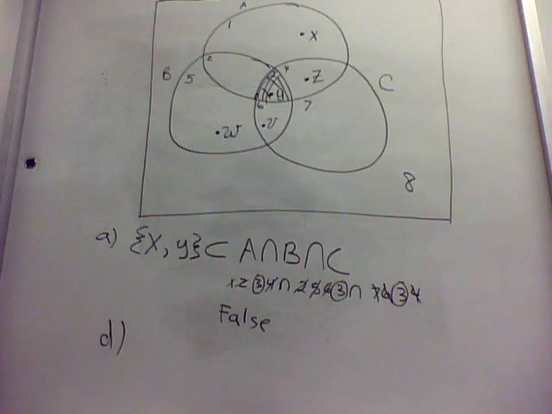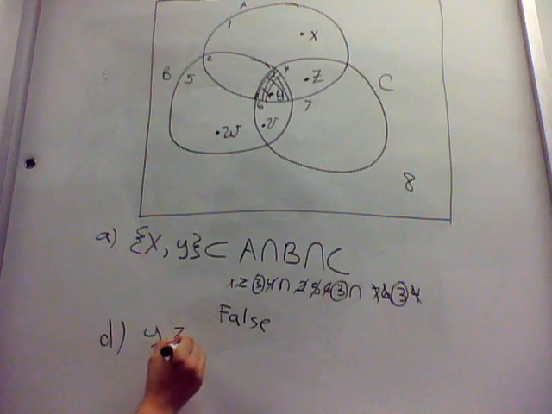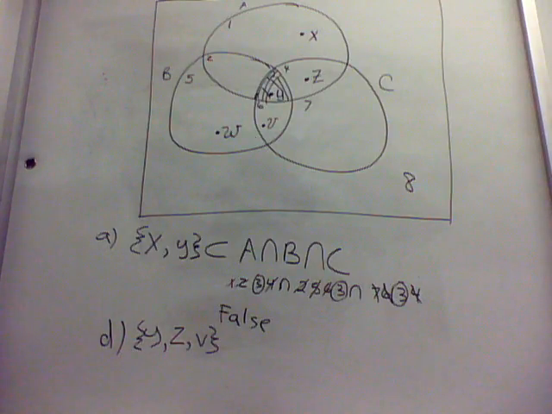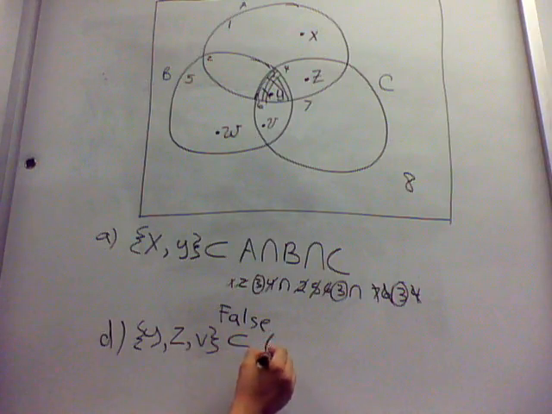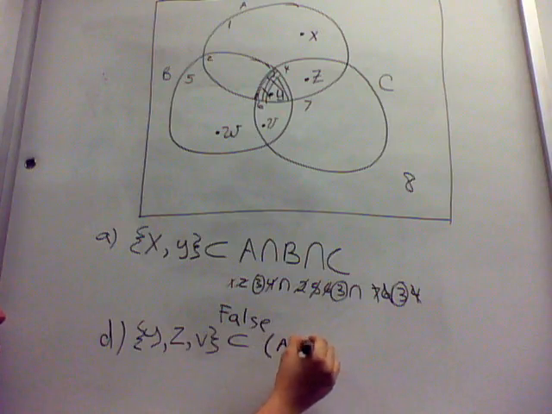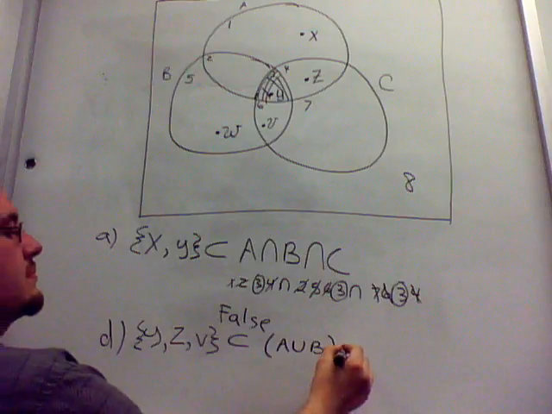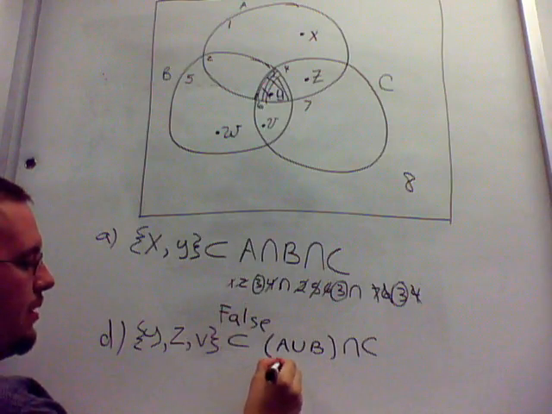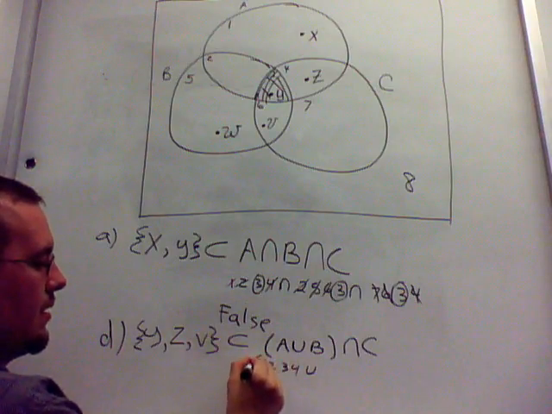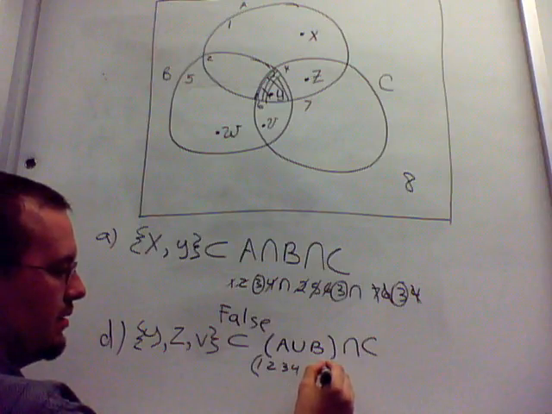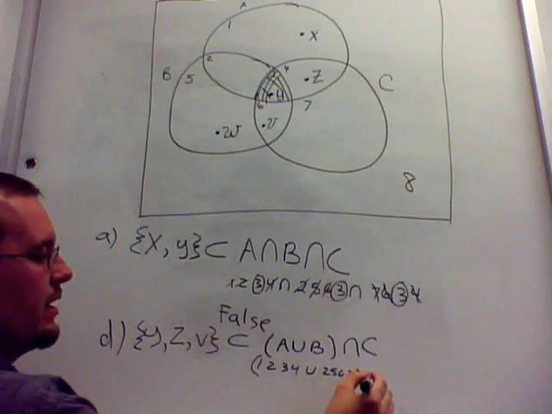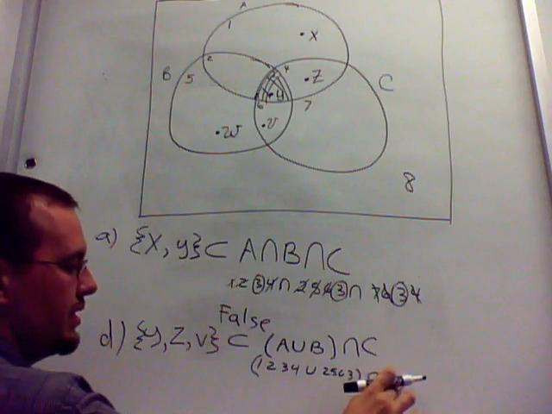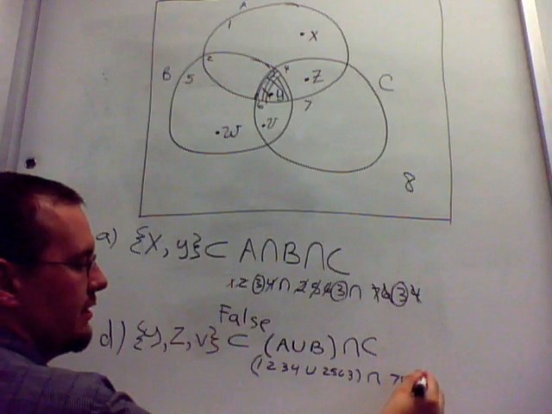D asks if y, z, and b are contained in A union B intersect C. Okay, so from before we have A is 1, 2, 3, 4, union B, which is 2, 5, 6, and 3, intersect C, which is 7, 6, 3, 4.